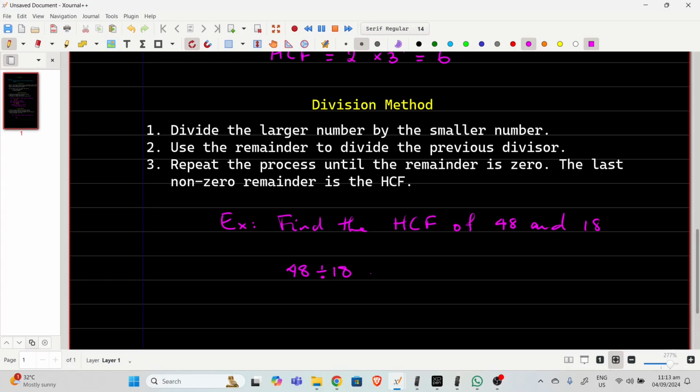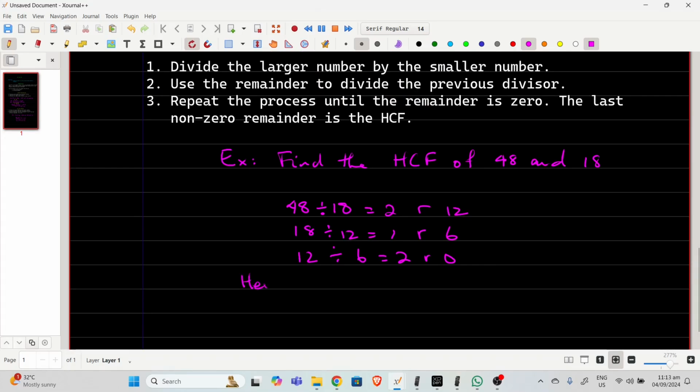All right, now with that we have 2 remainder of 12. Then we take the 18 and divide by 12, and now we're going to get 1 remainder of 6. And then we do it again, so we take the 12 and divide it by the 6, and we're going to get 2 remainder of 0. And that means, hence, the HCF is equal to 6. All right, so that's the HCF there.